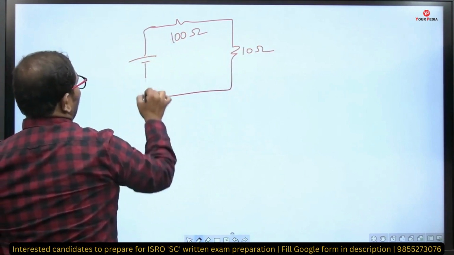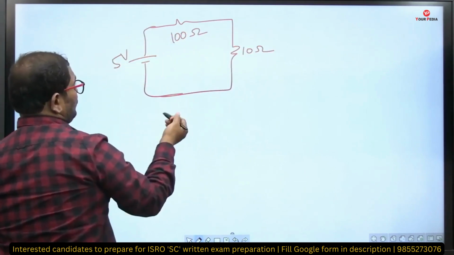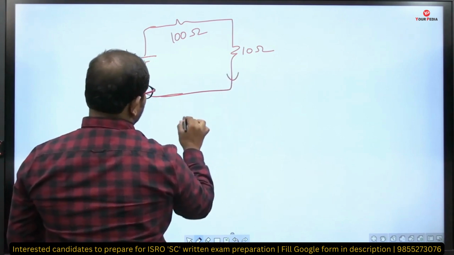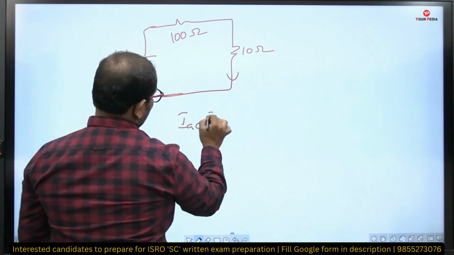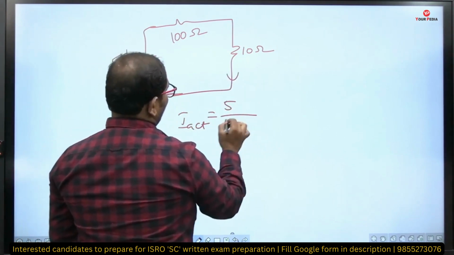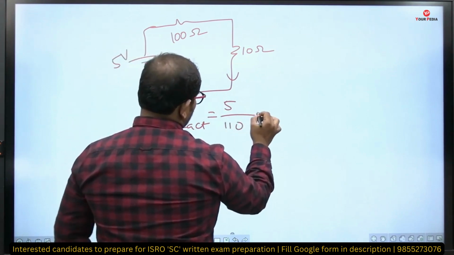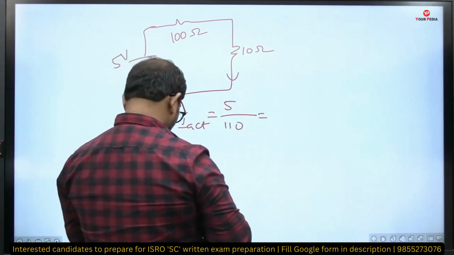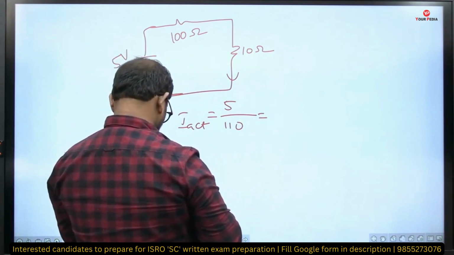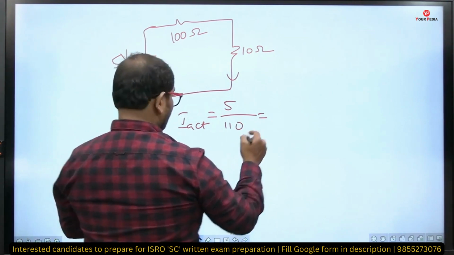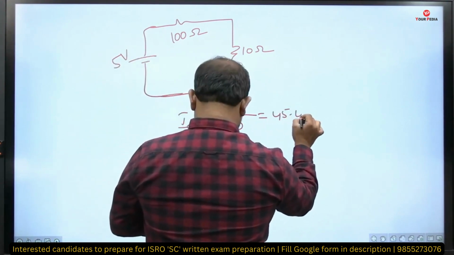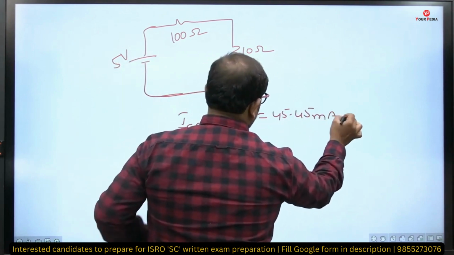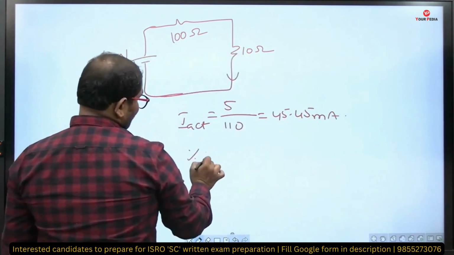Here you have 5 volts. So what is the new current, that is, the actual value of current? The actual value of current is equal to 5 by 110. What is the value of 5 by 110? It will be 45.45 milliamperes.